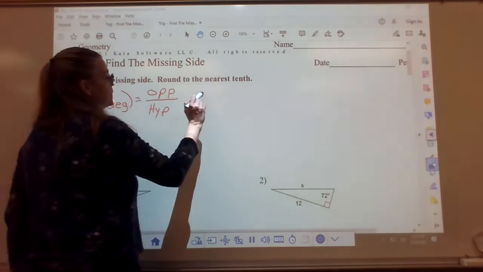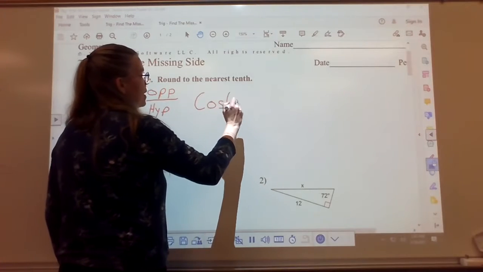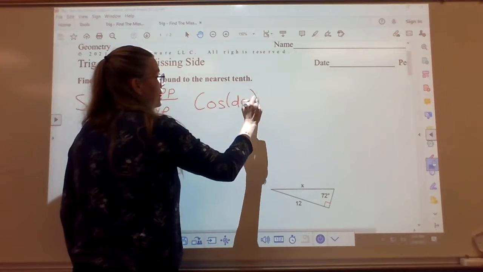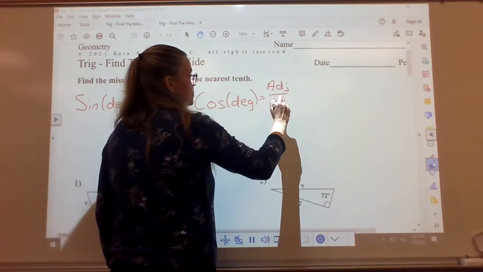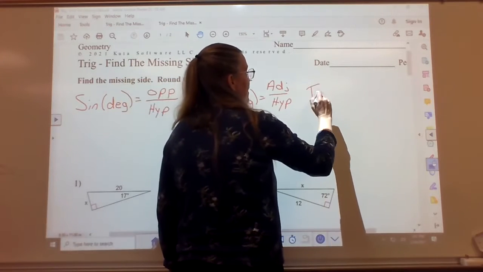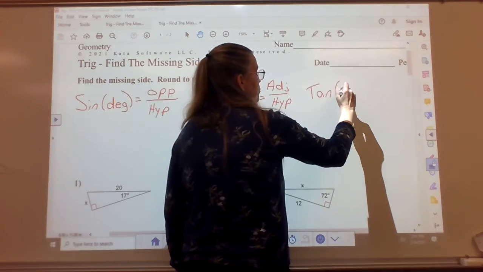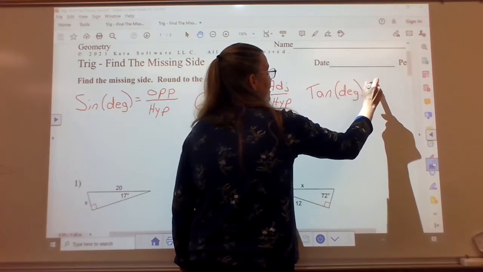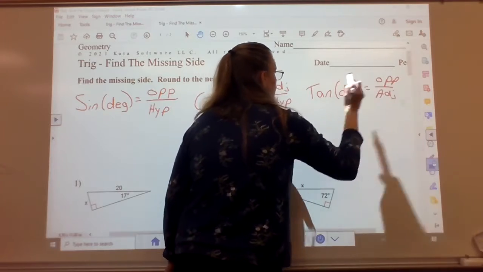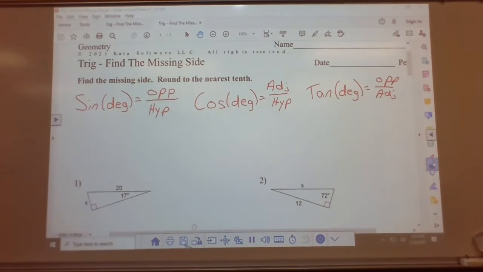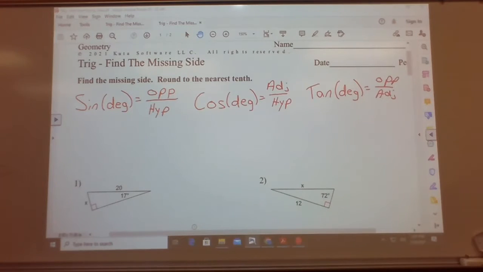So I'm going to do the same thing for the others. Cosine of the degree equals adjacent over hypotenuse, and then tangent of the degree equals opposite over adjacent. So those are my 3 trig functions. Now, because I'm doing this after school, if you need to pause it to get those written down, pause it so that way you can get them written down.